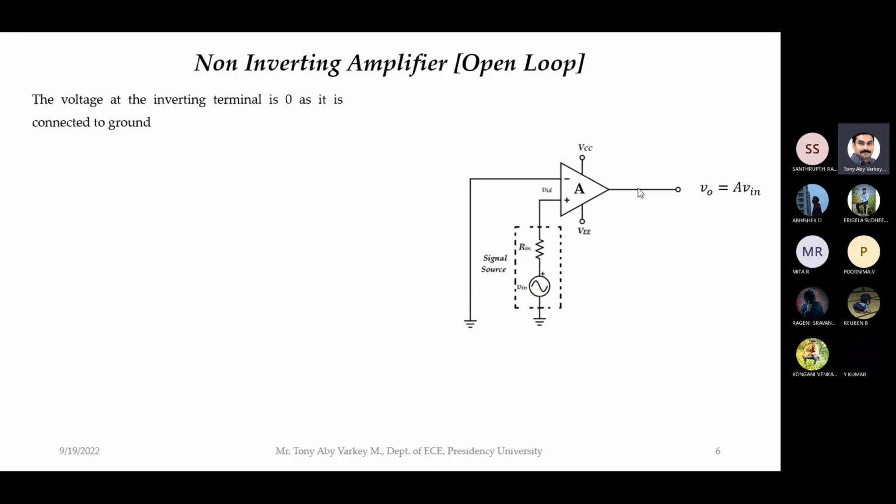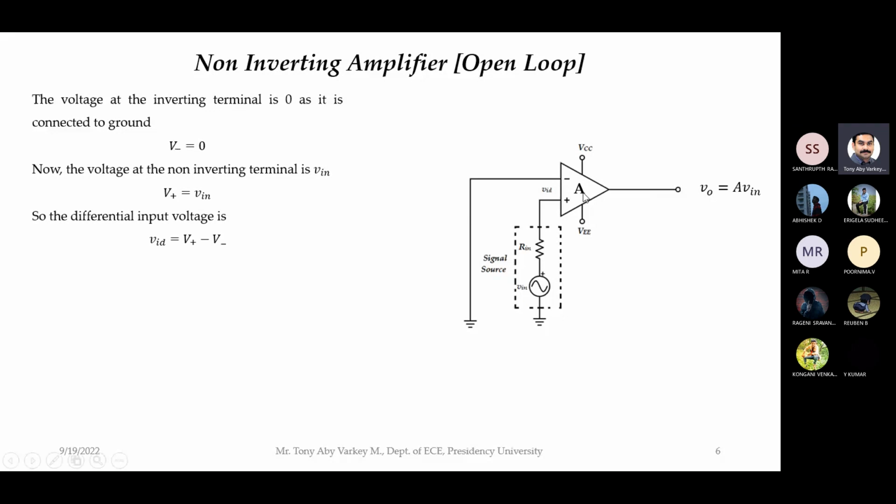I have written it here, so please note it if you have not understood. Voltage at the inverting terminal is 0, so V minus is 0. Voltage at the non-inverting terminal is V in, so V plus is V in. Now the differential voltage is V plus minus V minus, the voltage at the non-inverting terminal minus the voltage at the inverting terminal. So it becomes V in minus 0, which is V in.